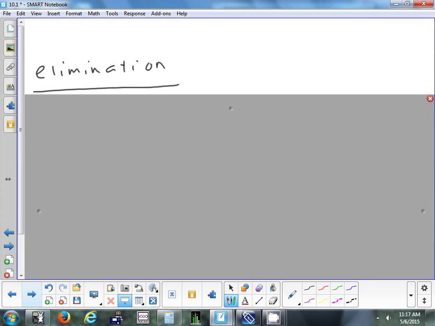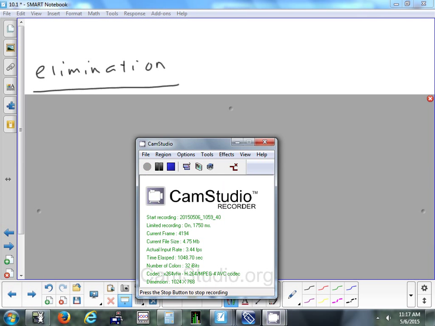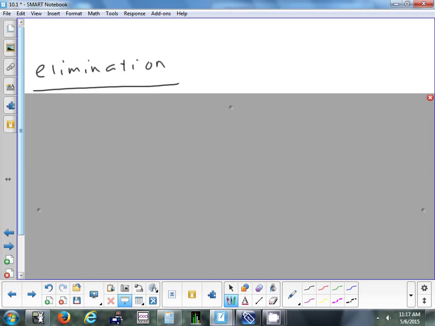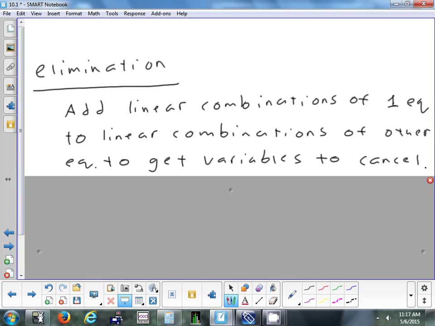All right, let's take a look at elimination. Okay, so elimination is a little bit different method to solve. Okay, it works well when you have linear systems and you have everything lined up in columns. Okay, so the idea is that you're going to add a linear combination, or basically a multiple, of one equation to a linear combination or a multiple of another equation to try to get variables to cancel out.